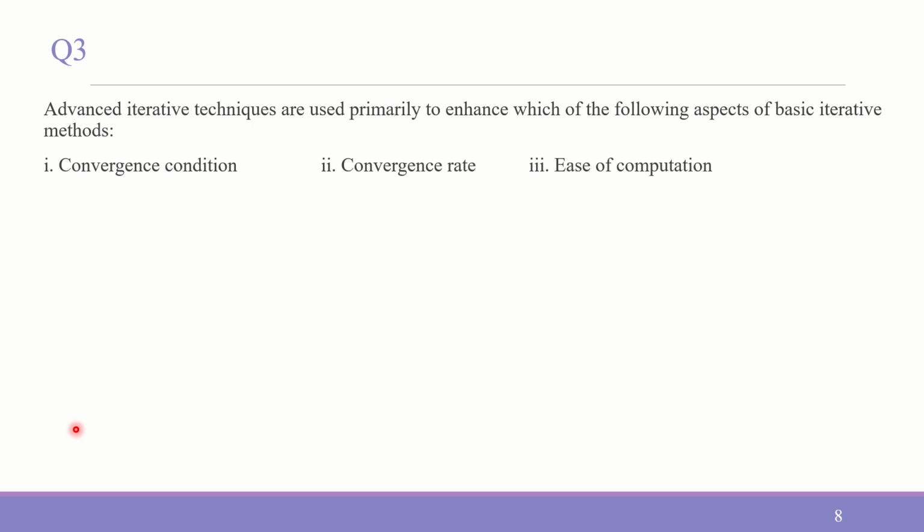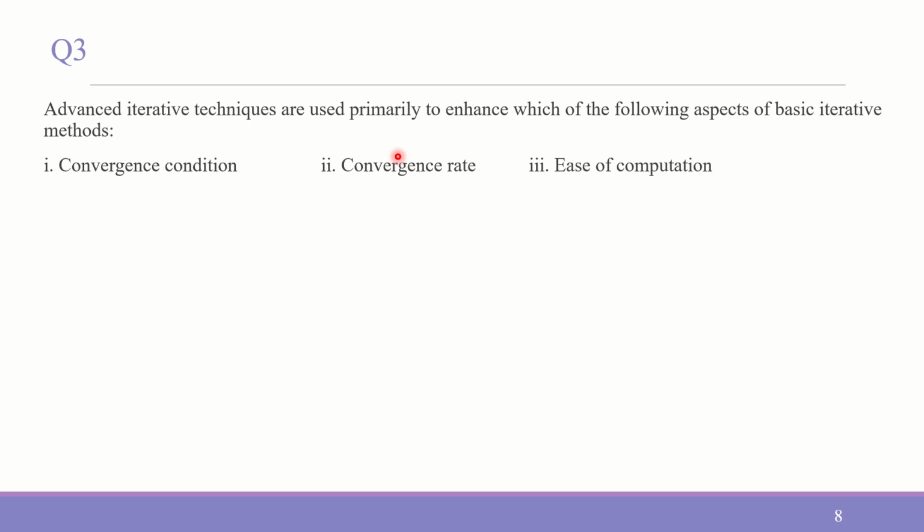Now in question 3, what is being asked is that advanced iterative techniques are used primarily to enhance which of the following aspects of basic iterative methods. First one, it is convergence condition. Second one, it is convergence rate. And third one, it is ease of computation.